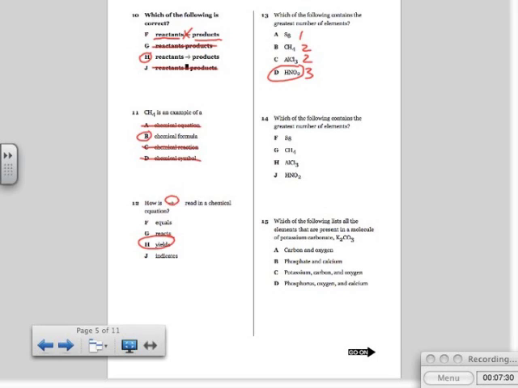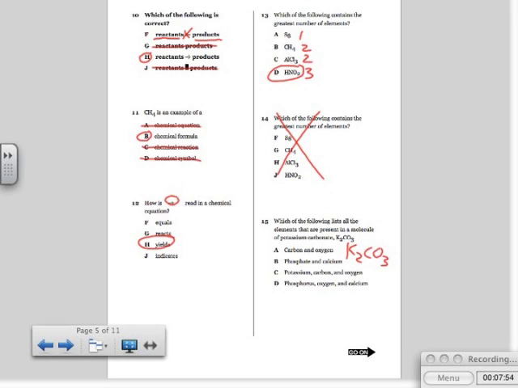Number 14. Which of the following contains the greatest number of elements? Well, this is just like question 13. It was just repeated in the exam. So it's the same answer, okay? Number 15. Which of the following lists all the elements that are present in a molecule of potassium carbonate? So K2CO3.